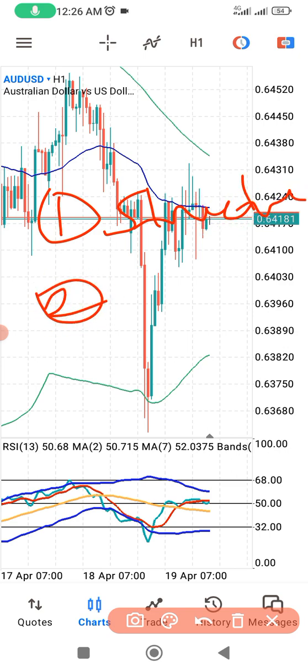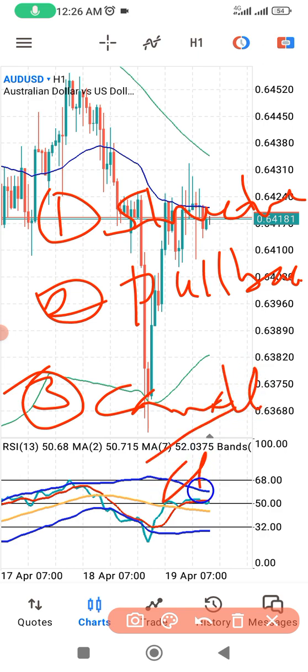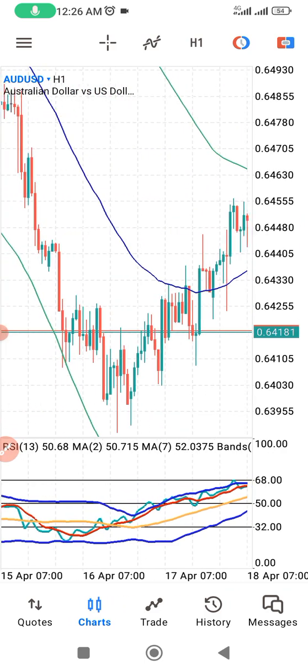Number two, we want to see a pullback. And then number three, we want to see a candlestick formation or a chart pattern for us to make our entry. So we said number one, we need to identify the market structure.